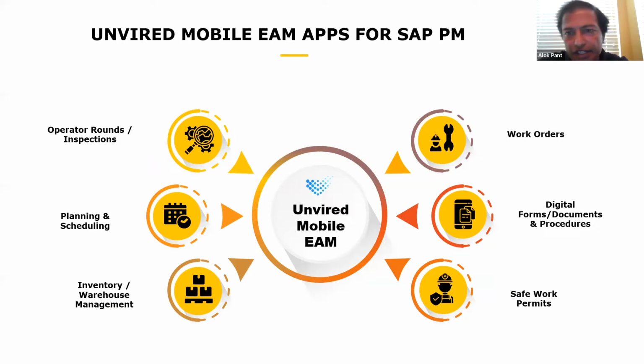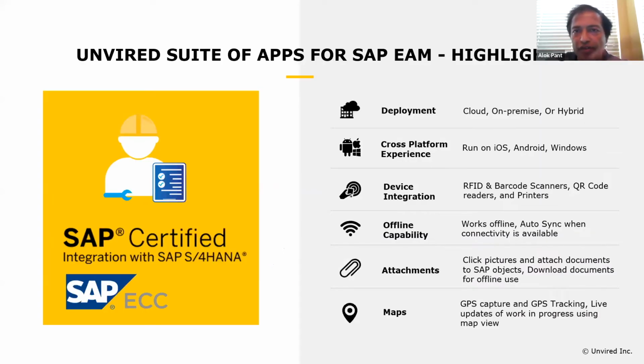And this is just a view in a nutshell of our applications in this space. So you can see there's the operator rounds, work orders, inventory management, work permits, warehouse management, and then planning and scheduling. So this is a snapshot of our applications in this space. You can deploy them on-premise or cloud. These applications run offline. They work cross-platform across iOS, Android, Windows.